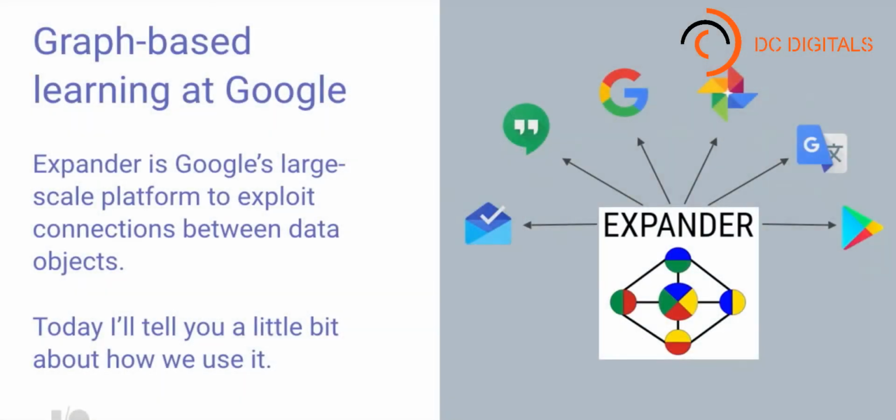A kind of scary example of this is Google's Expander, a large-scale ML platform to exploit relationships between data objects. Machine learning is typically supervised, where training data is provided, which is more common, or unsupervised, with no training data. Expander, however, is semi-supervised, meaning that it's bridging the gap between provided and not provided data. SEO pun intended.